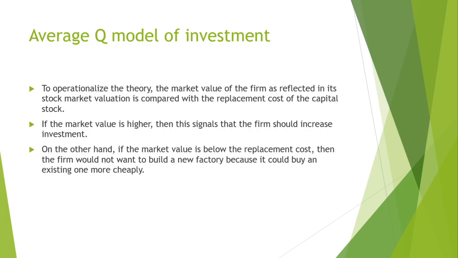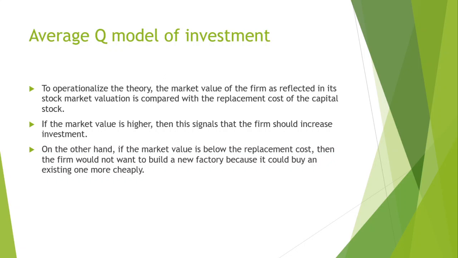So the marginal benefit divided by marginal cost. Here, to operationalize the theory, that is to empirically estimate Q, the marginal benefit is found out as what? The market value of the firm as reflected in its stock market valuation. So the benefit is treated as reflected in the stock market value, and the marginal cost is now considered by working out the replacement cost of capital stock.